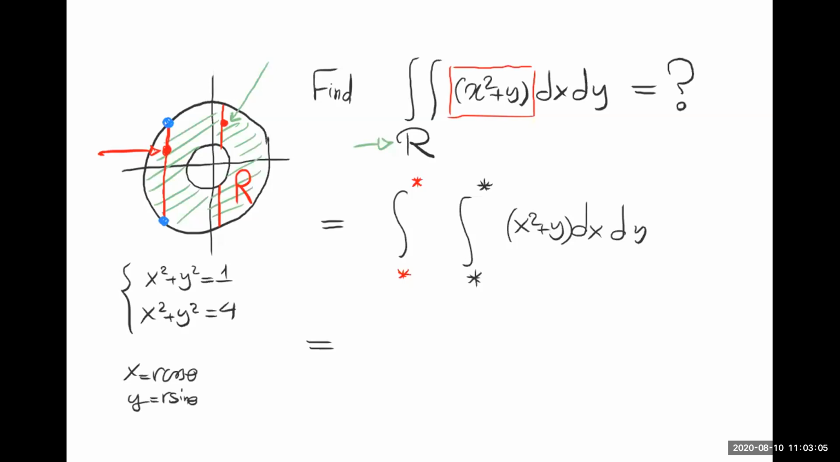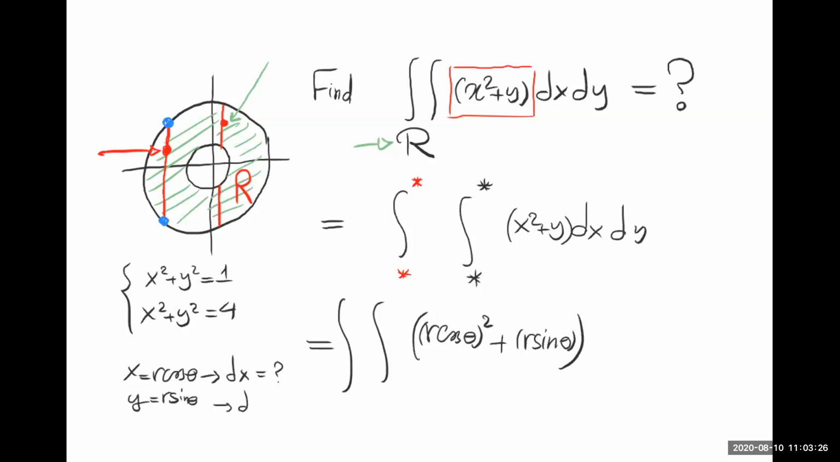Okay, that's good. So now we are taking the integral of x squared, which is (r cosine of theta) squared, plus r sine of theta. Okay, I should see what dx and dy are. Well, what is dx and what is dy? That's a very good question. Let me go to the next page.